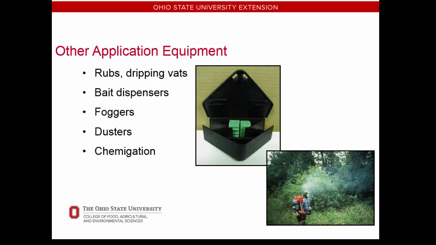There are several different types of dusters, but most are used in structures. Chemigation is a system that injects the pesticide directly into an irrigation system and is used primarily in agriculture and turf.